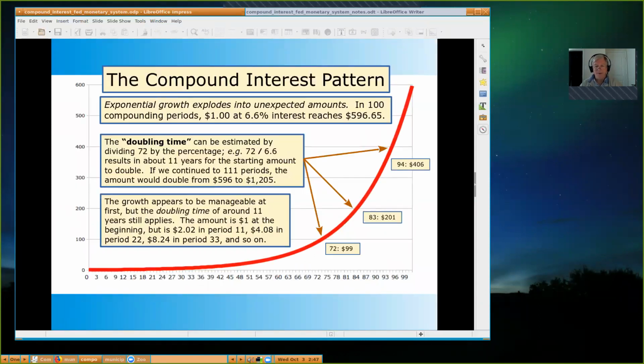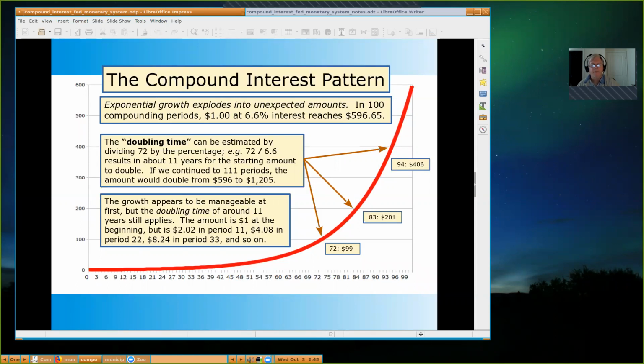So this is the compound interest pattern. And what this tells us is that the compound interest calculation and the result starts out very moderately in the beginning, but it has a doubling period. It has a doubling time. And you can calculate this by dividing 72 by the percentage. And in this case, I'm using 6.6%. And if you divide 72 by 6.6, you get 10.9. So that's about 11 years.